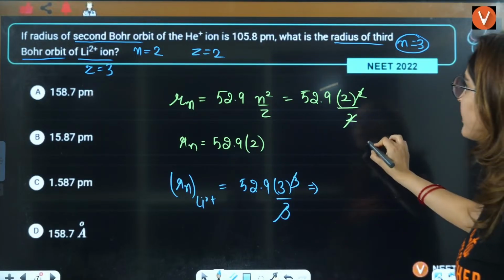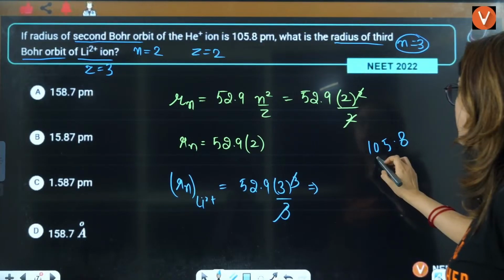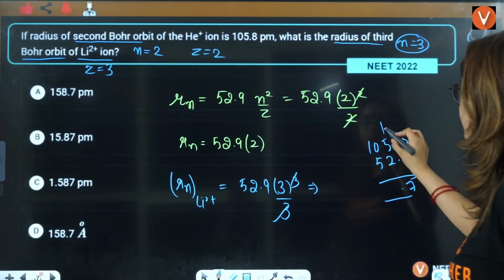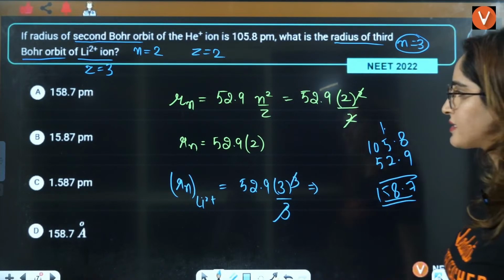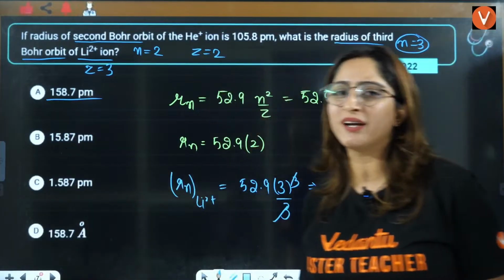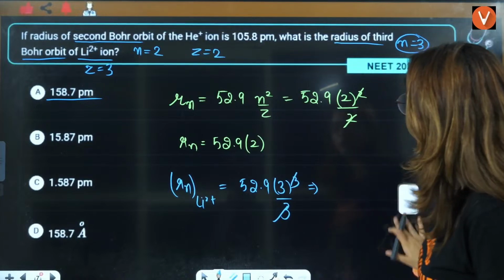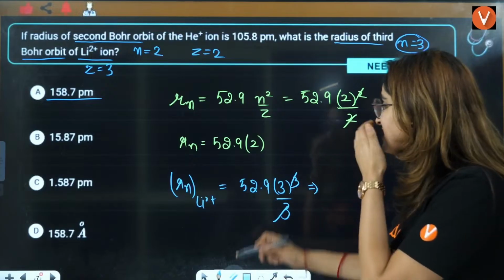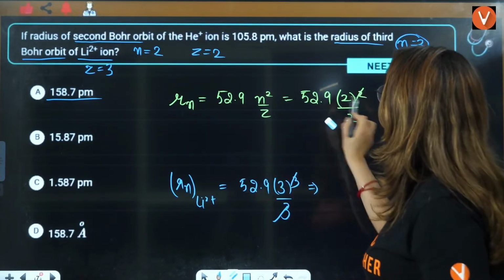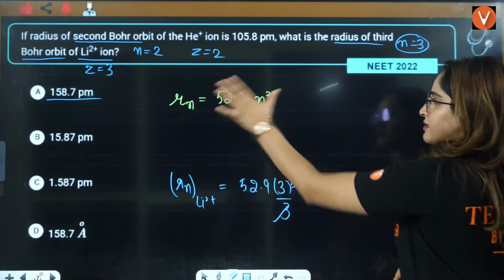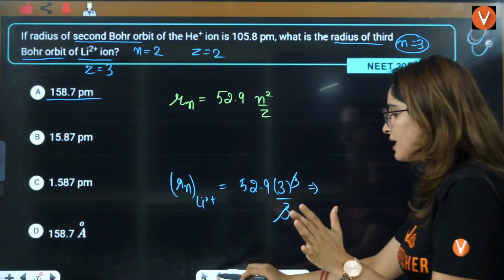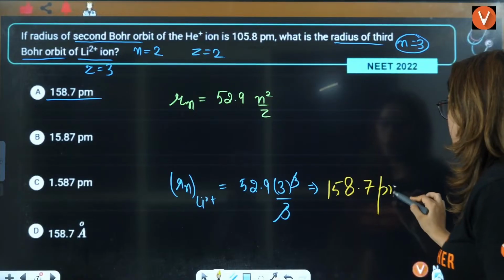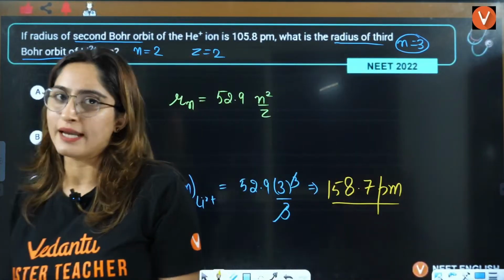You can also do one thing. 105.8 added to 52.9, you will have 158.7 picometer. Directly you can calculate this here. You don't even need to apply this formula. It's totally your choice how you want to calculate this. If I would have been at your place, I would not have chosen this. This is the formula, this is what I can use here, right? Directly I can calculate the value that is coming out to be 158.7 picometer. So A is the correct answer.